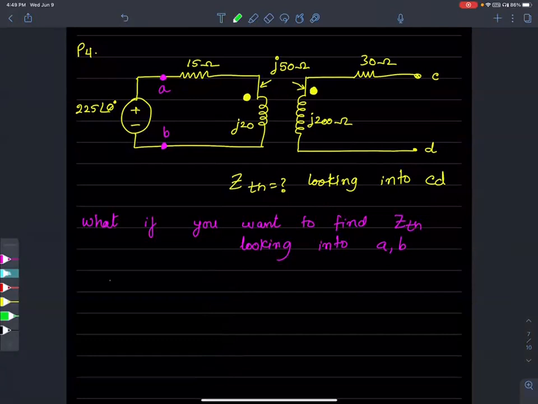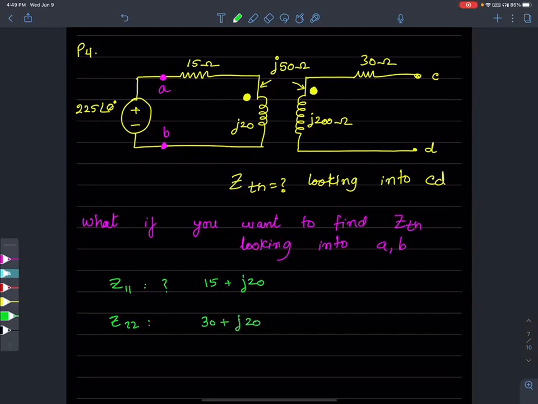First of all, what is Z11 in this case? What is Z11 in this transformer? 15 plus J20. And Z22? 30 plus J200. J200. All right. And what's the omega? Is omega given at all?